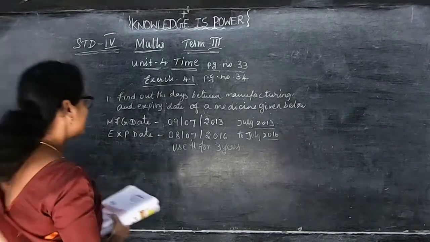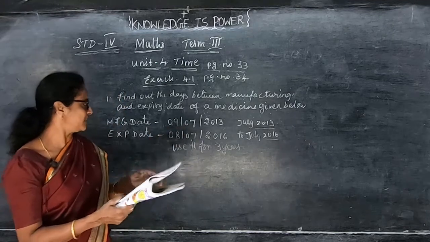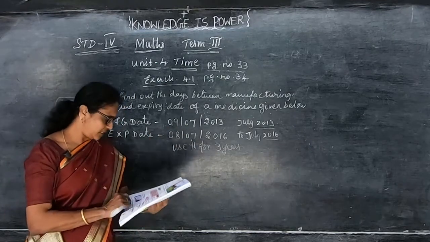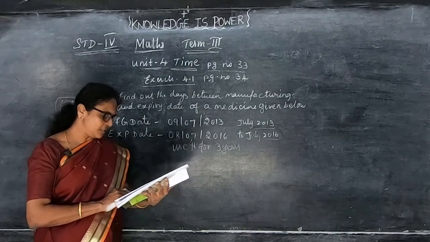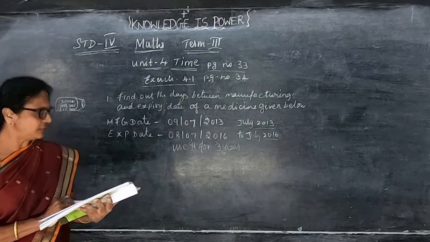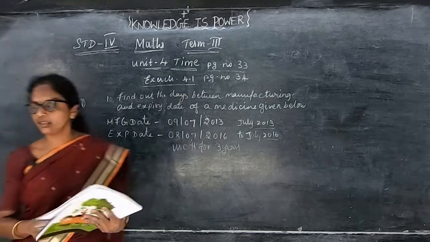Okay, so that's all children. Just see this and write the manufacturing date and the expiry date. And then sum number 2 is to select a month in the calendar and you can create a pattern on your own. Okay children, thank you.